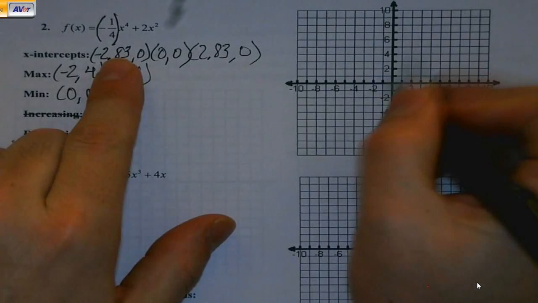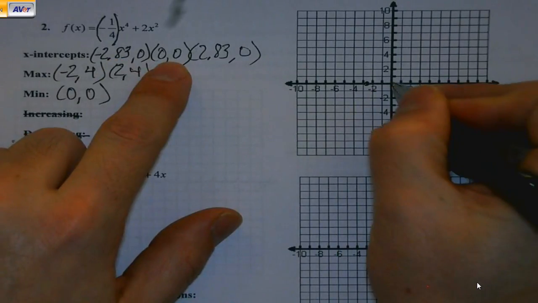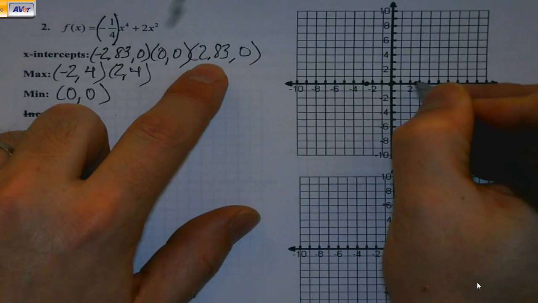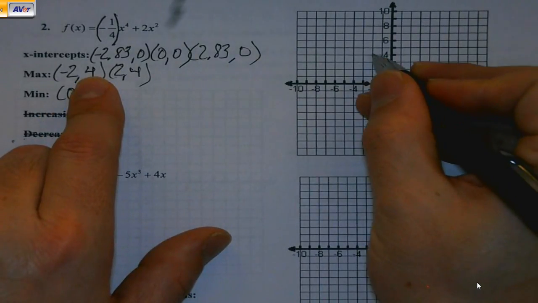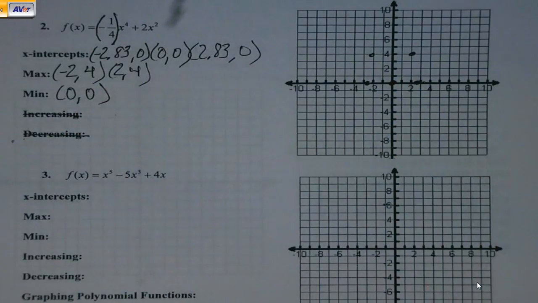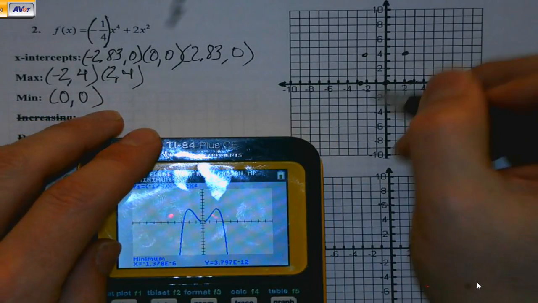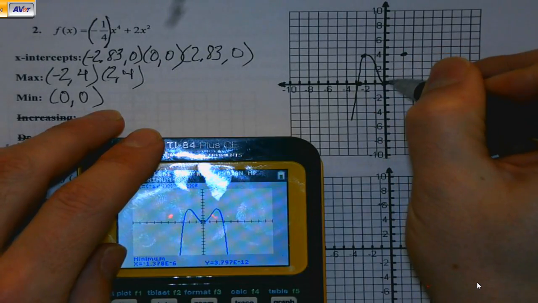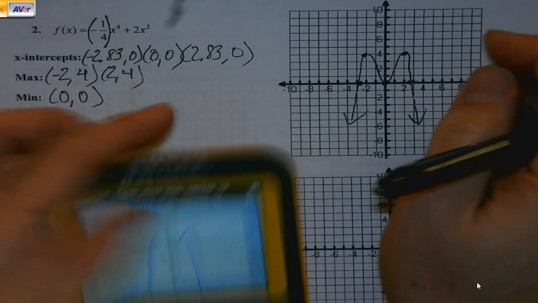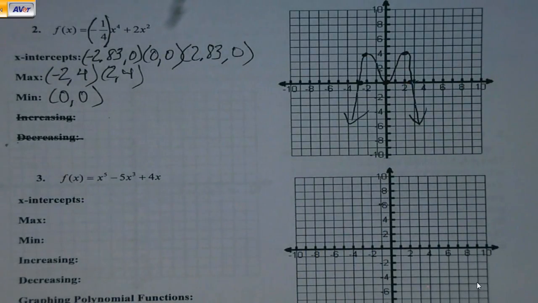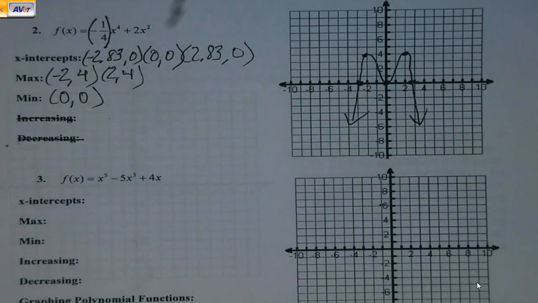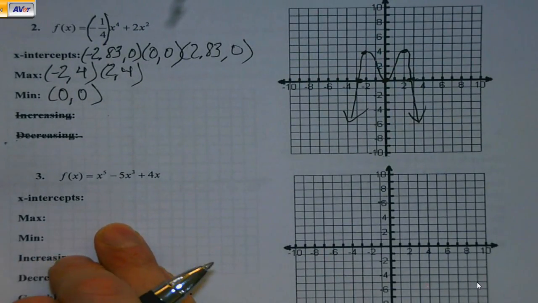So I go ahead and I plot to the best of my ability all of these points. And then I just use the picture on my calculator, if I can get the glare off here, as my guide. And I get my value out of there. Okay? So that's basically what we're doing when we're asked to graph one of these. Punch it in the calculator, find your intercepts, find your max and min, and use those points to graph, and that's a pretty accurate drawing when you're doing those.